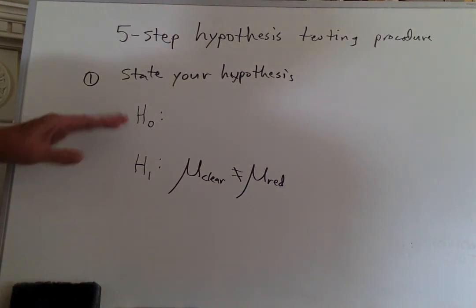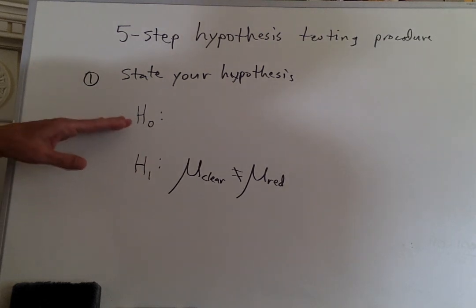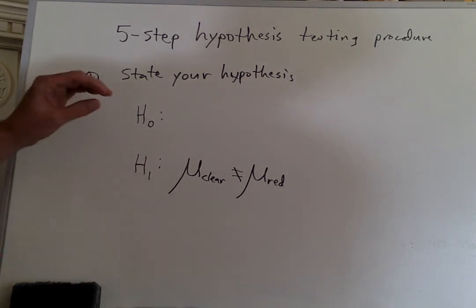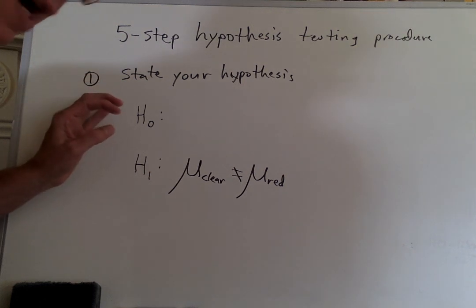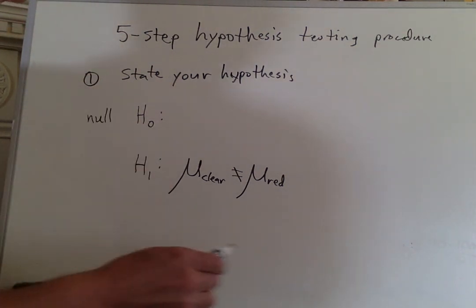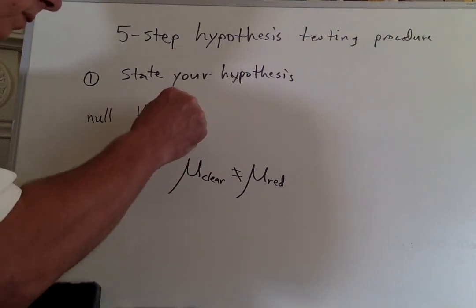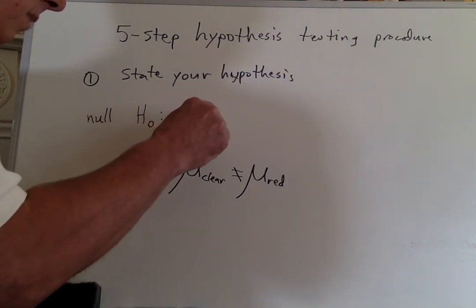What is this now? Here's our experimental hypothesis. What is this? Well, this is called the null hypothesis. Okay? This is the null hypothesis. And what we're going to do is, the null represents a treatment not having an effect.